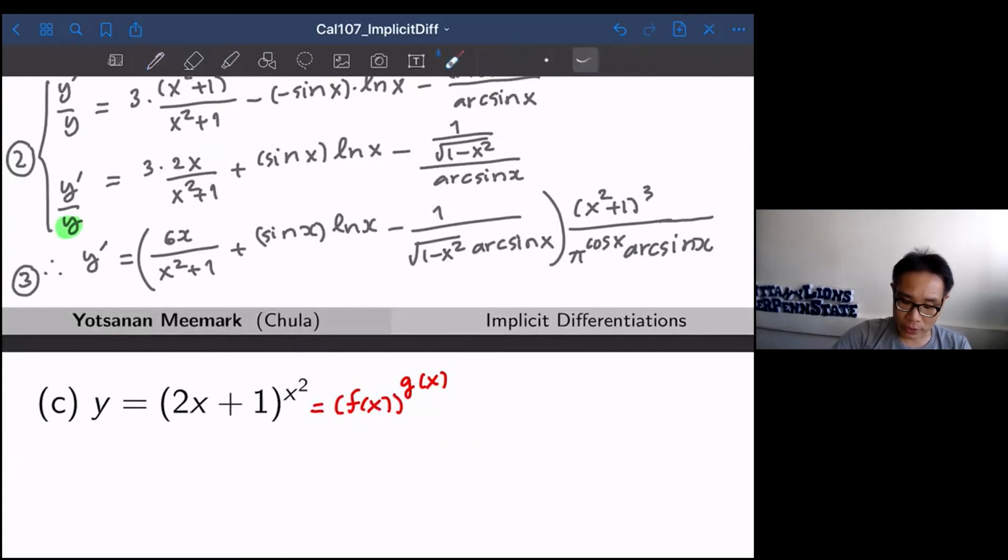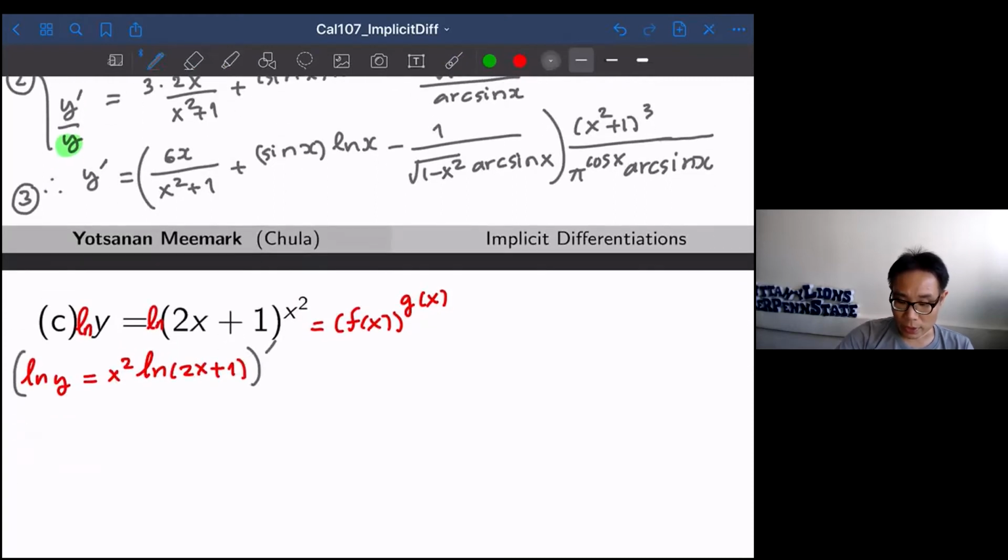Okay, so you're gonna take log both sides. Why are we taking log both sides? We're taking log both sides because if you take ln both sides like this, it will allow you to bring x squared down. So you get log y equal to x squared log of (2x plus 1). Okay, and this will allow you to differentiate.